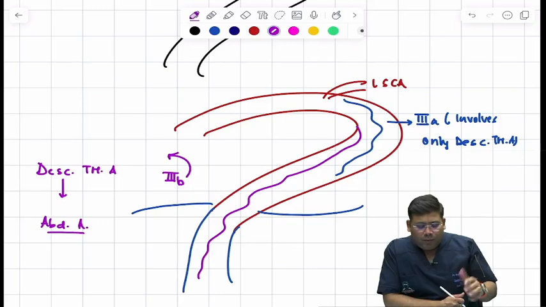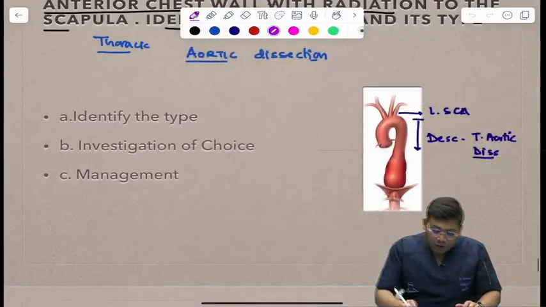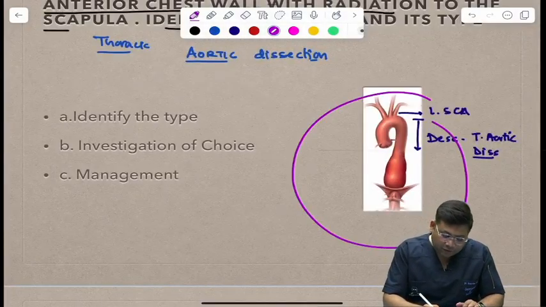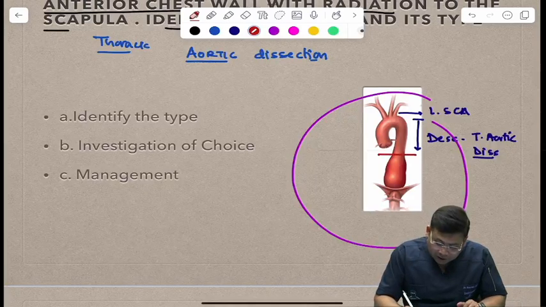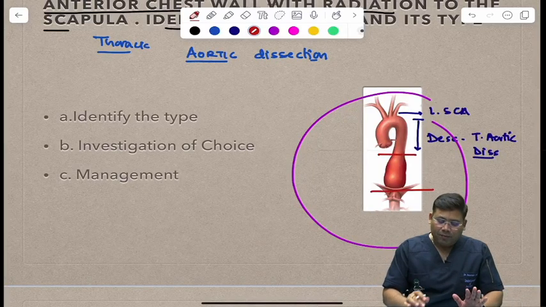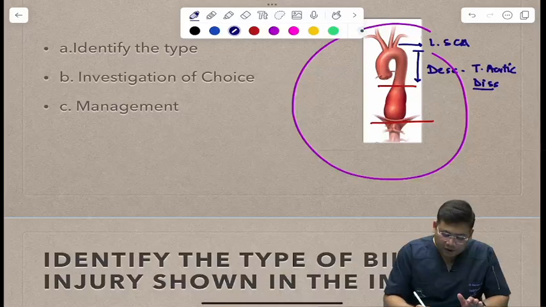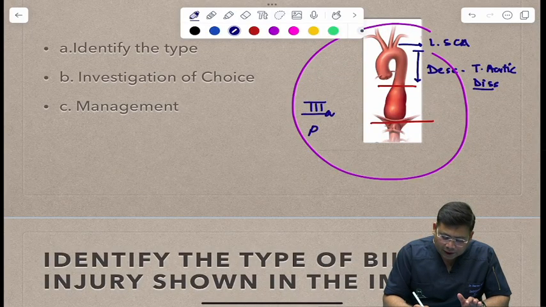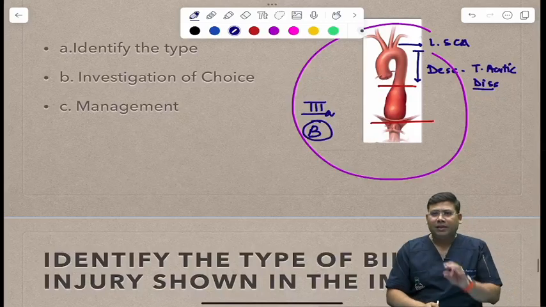So 3A, 3B में फर्क समझ में आ गया. So the first thing is we are to identify what type it is. Can you see it is above the diaphragm level only? So if it is above the diaphragm level, it will be DeBakey type 3A or Stanford type B. दोनों में से एक चीज.